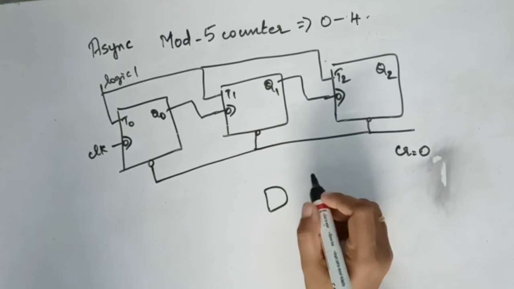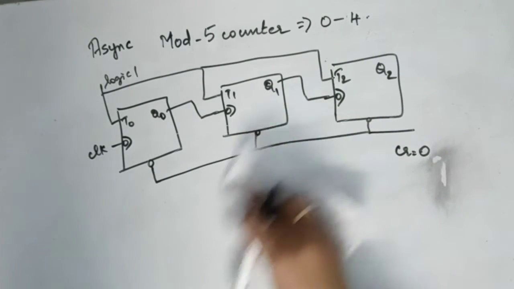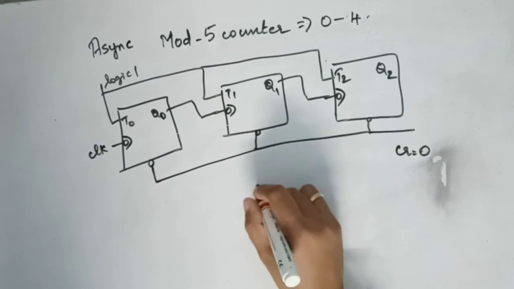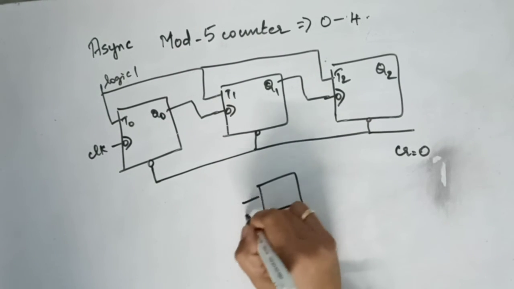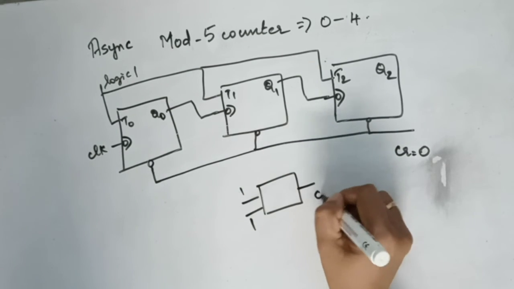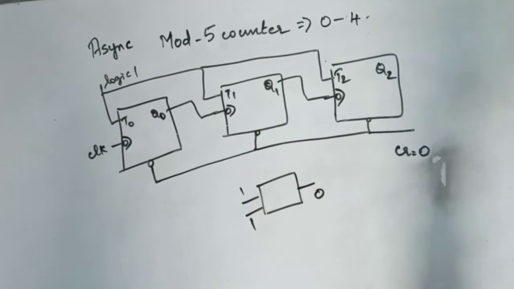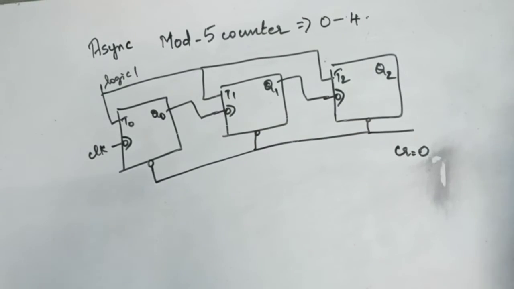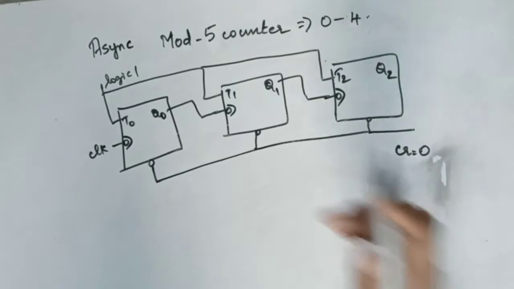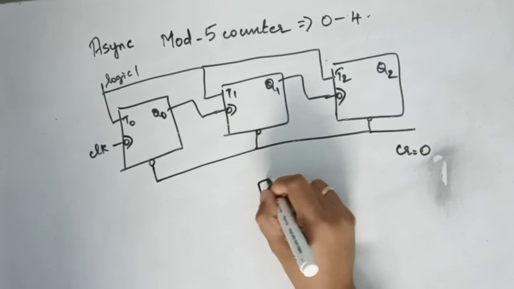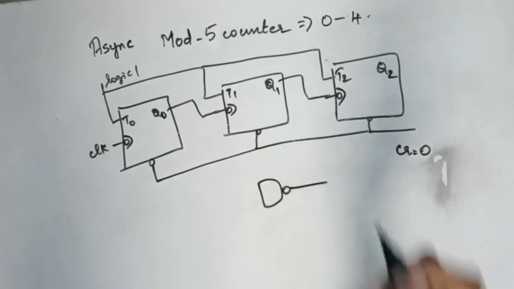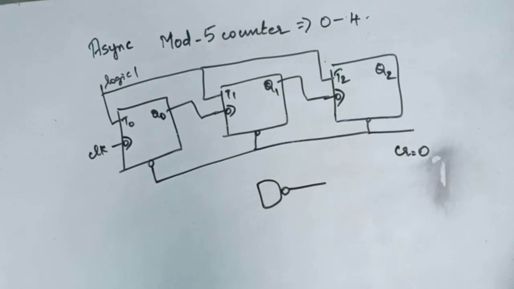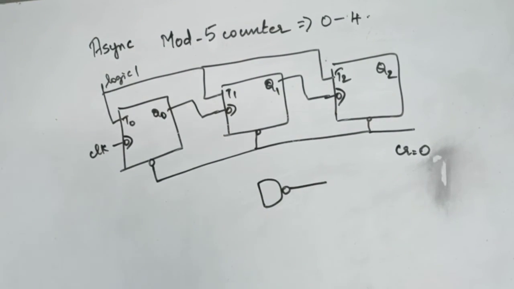some gate. Okay, I will do it as an AND gate. Just a gate. If both the inputs are 1, the output should be 0. This 0 I will give to the clear. So what is that gate? That is a NAND gate. So this is the NAND gate. Here you can use a 2-input NAND gate because you need 5.